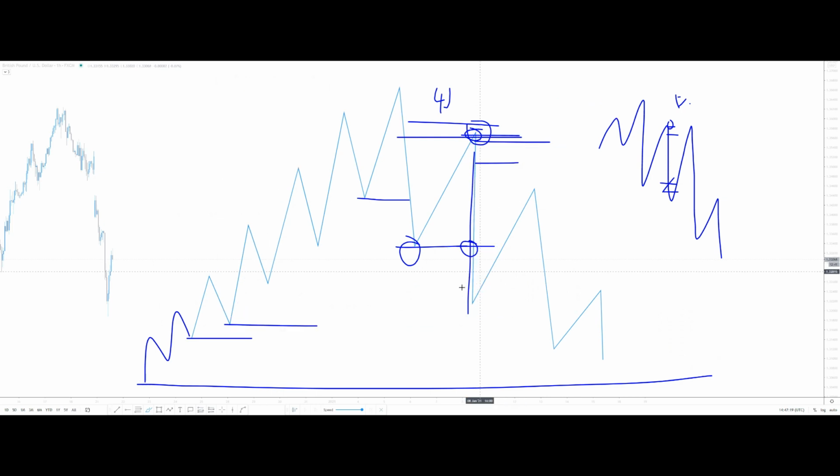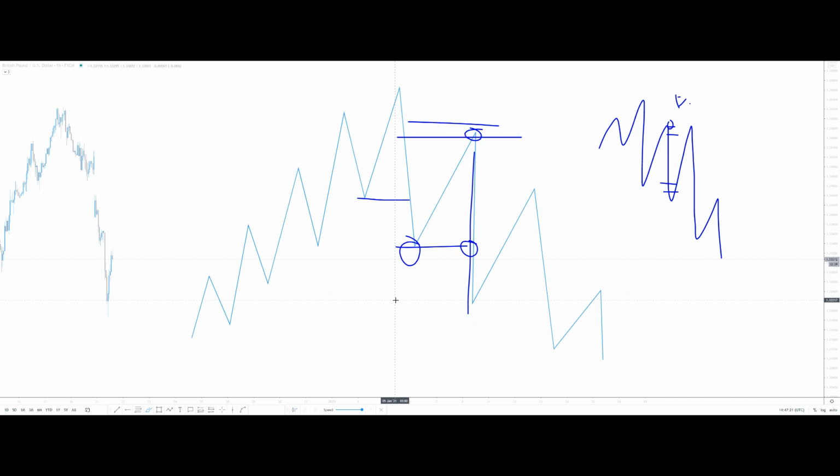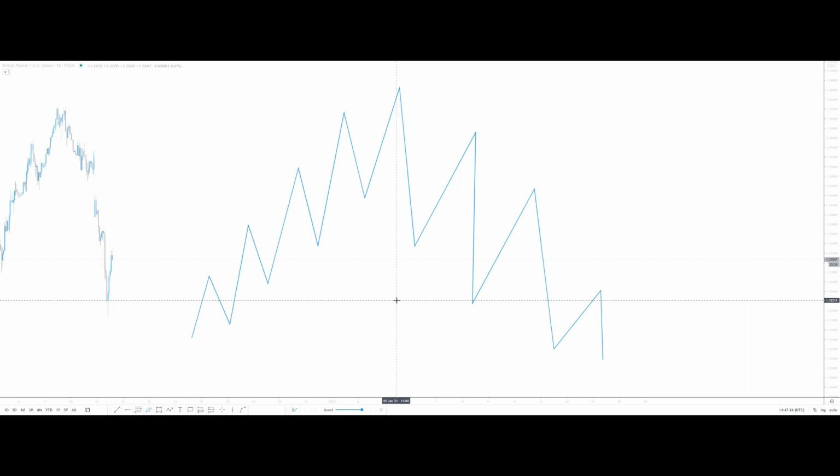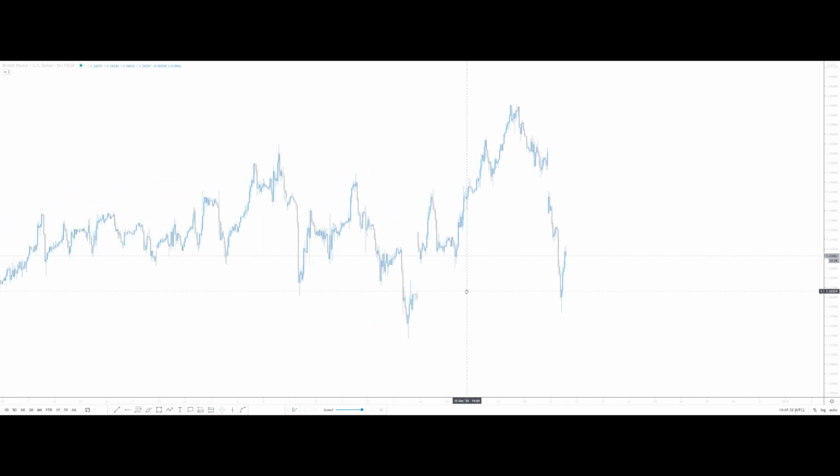Now let me get rid of all of this. I'm sure there's a quicker way to do this. I'm pretty sure there is. If any of you know, feel free to comment in the comment section below. So let me show you in this example here. I'm pretty sure there was an example here.